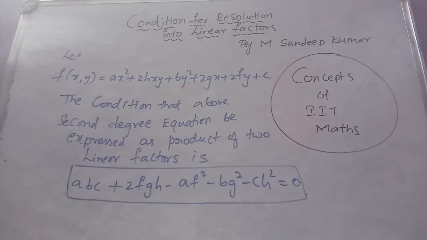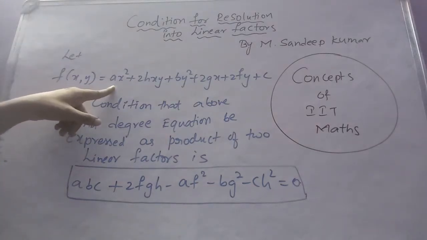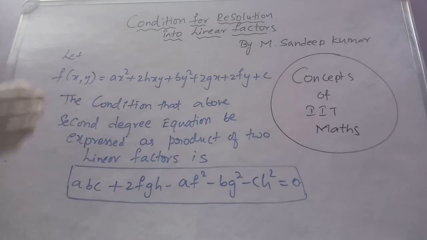What is the condition required that this particular second degree quadratic expression, quadratic equation or whatever it is, the second degree equation be expressed as a product of two linear factors? What is the condition to be satisfied that this particular second degree equation be written as a product of two linear factors? We are going to find out first. We are going to derive that condition.